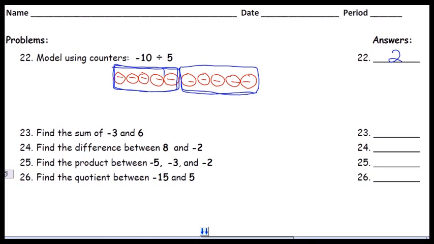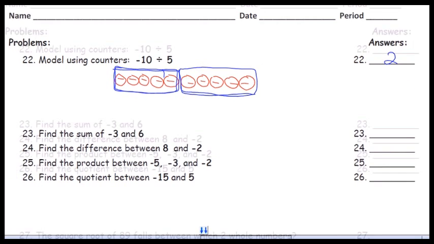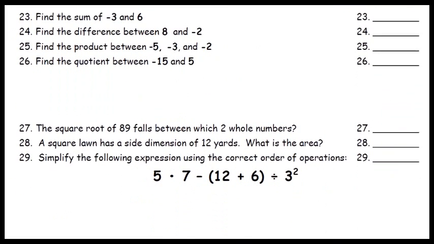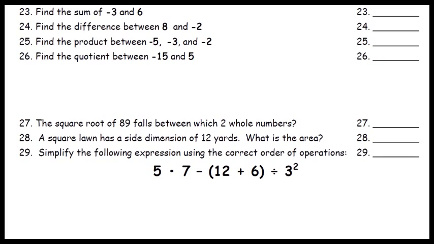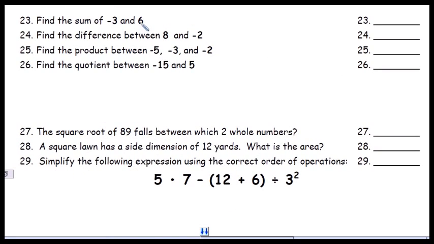Now to find the sum of -3 and 6. Here's where the integer part of the lesson comes in. We did it already with counters. We did it already with number lines. So now we have to use those rules that we talked about. The really simple way to remember this is, if it's the same sign, we're going to add them and find the sum. And if it's different signs, we're going to subtract the numbers and keep the sign of the number that's biggest.